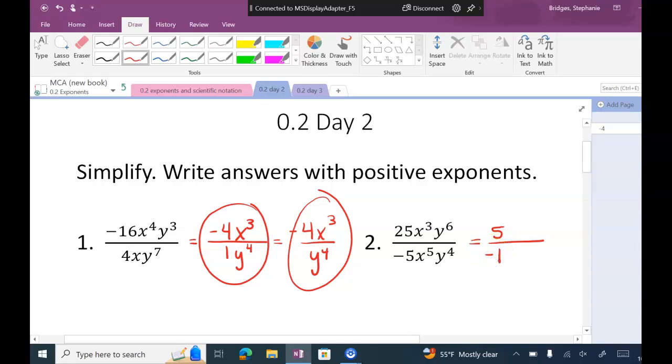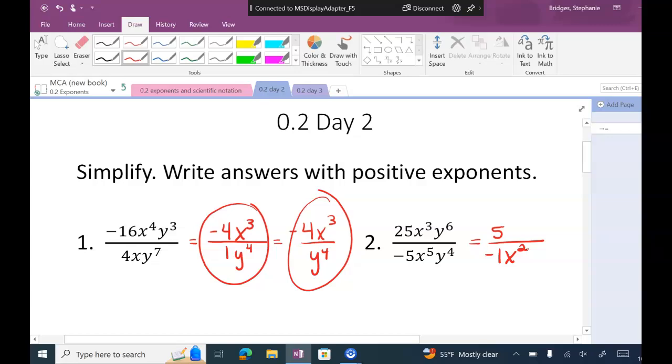Okay, again, you can put the negative at the top of the 5. You can also put it even with the fraction bar, just as long as your answer has a negative in it somewhere. Then I have x to the 3rd at the top, x to the 5th at the bottom. Where do I have more x's, at the top or at the bottom? At the bottom. How many more? 2 more. So those 2 extra x's are going to stay at the bottom.